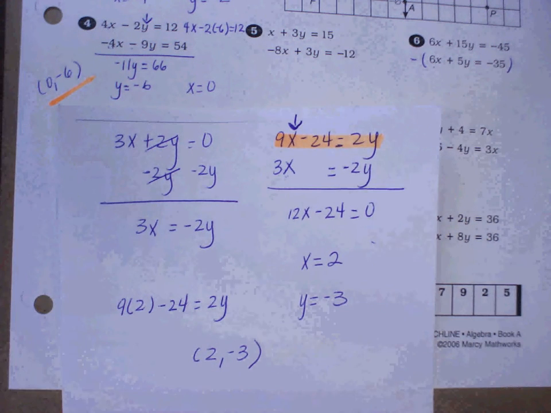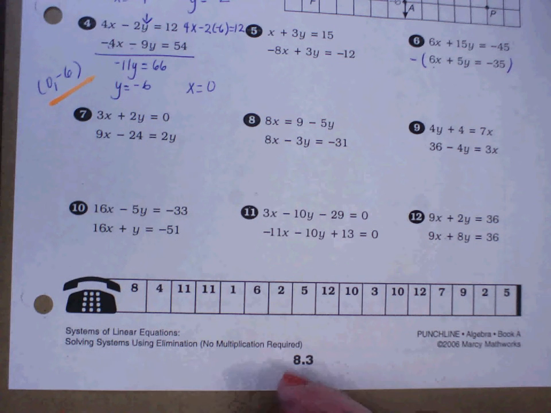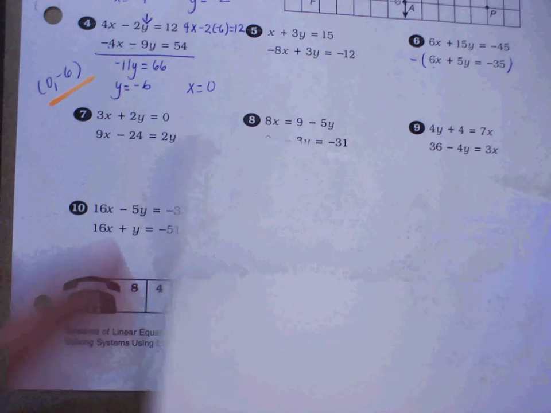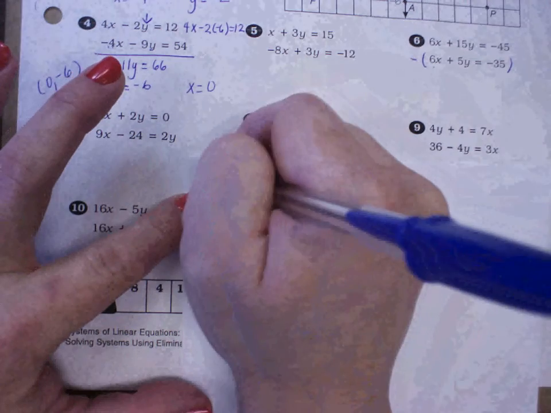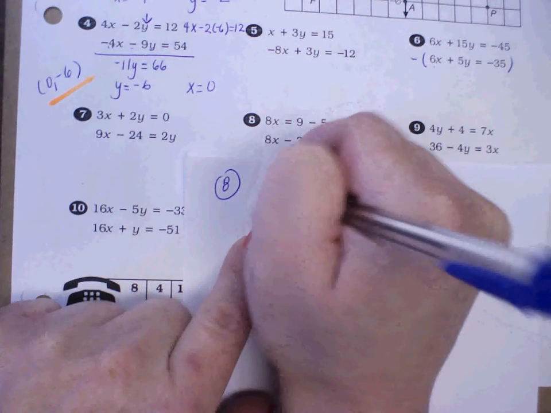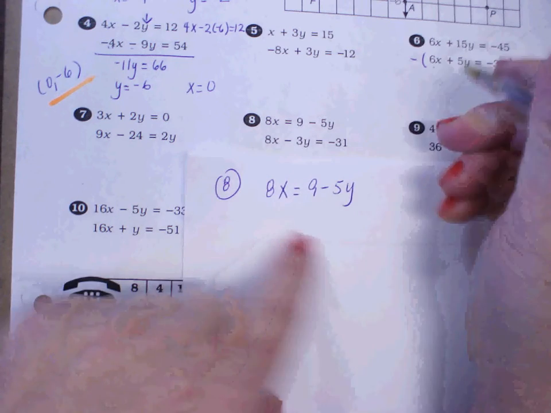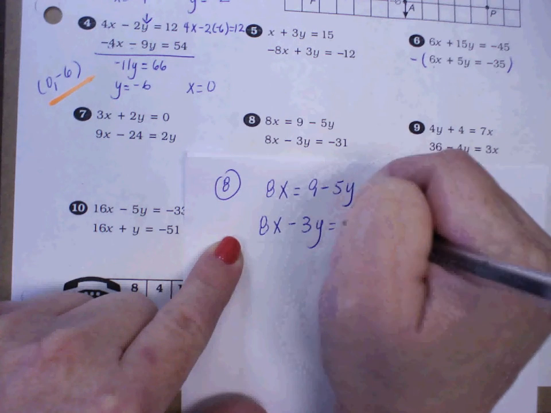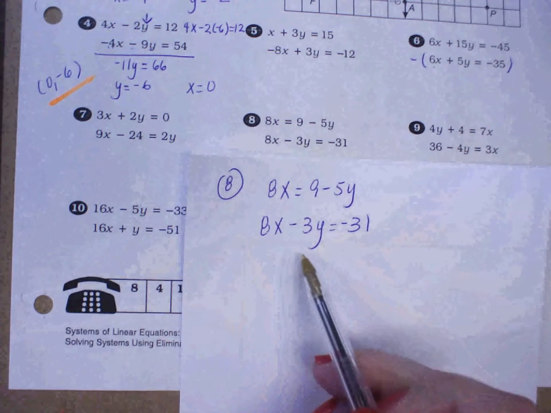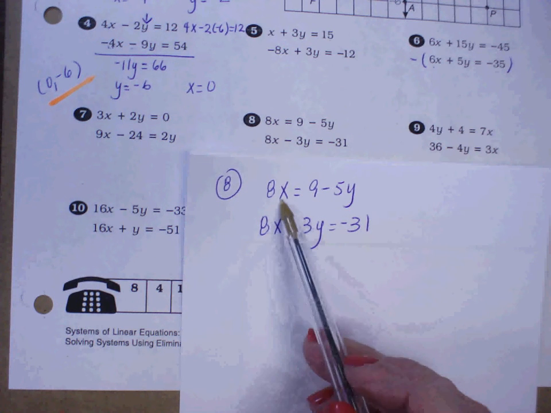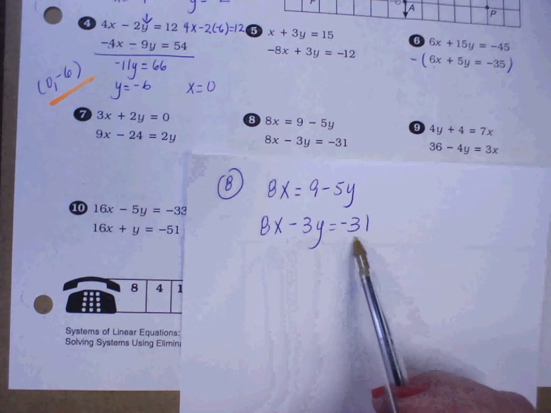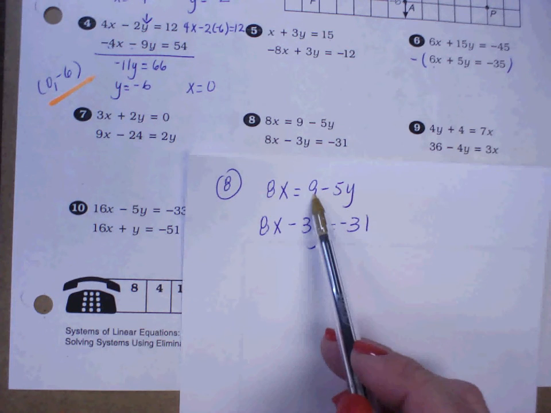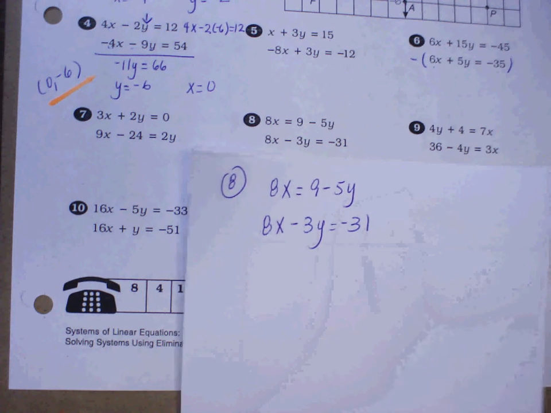All right, we got to do 8 and 9. All right, so 8x equals 9 minus 5y, and then 8x minus 3y equals negative 31. I want to eliminate the y's, but the y and the number are on the same side in one of them. So I'm not messing with this one, I'm going to highlight it, but I am going to say plus 3y.